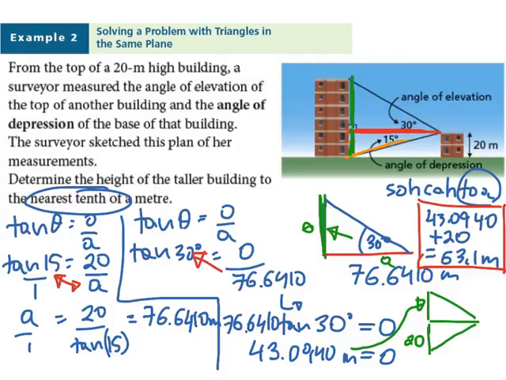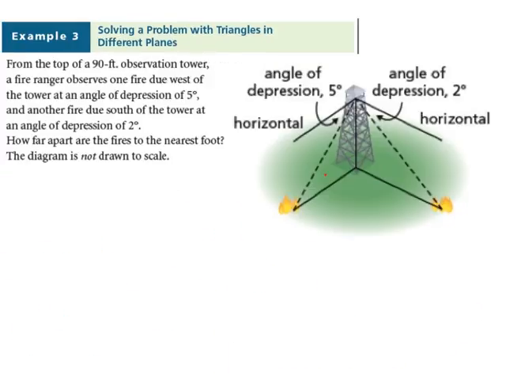Let's take a look at our very last question. From the top of a 90-foot observation tower, a ranger observes one fire due west of the tower at an angle of depression of 5 degrees, and another fire due south of the tower at an angle of depression of 2 degrees. How far apart are the fires to the nearest foot? The diagram is not drawn to scale.